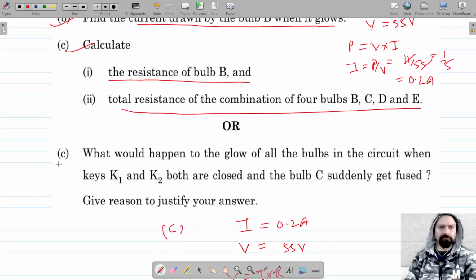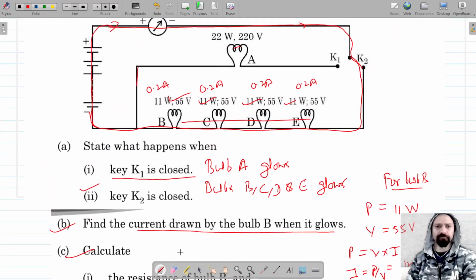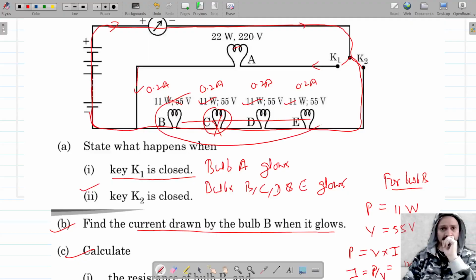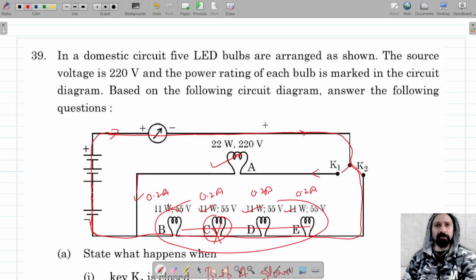Okay, now for the last one, it says what would happen to the glow of all the bulbs in the circuit when K1 and K2 both are closed and the bulb C suddenly fuses. Now both are closed, so that means the current is flowing in both these circuits. But if this one fuses, that means this circuit is broken. So this one, A, will keep glowing while B, D, and E will not glow.